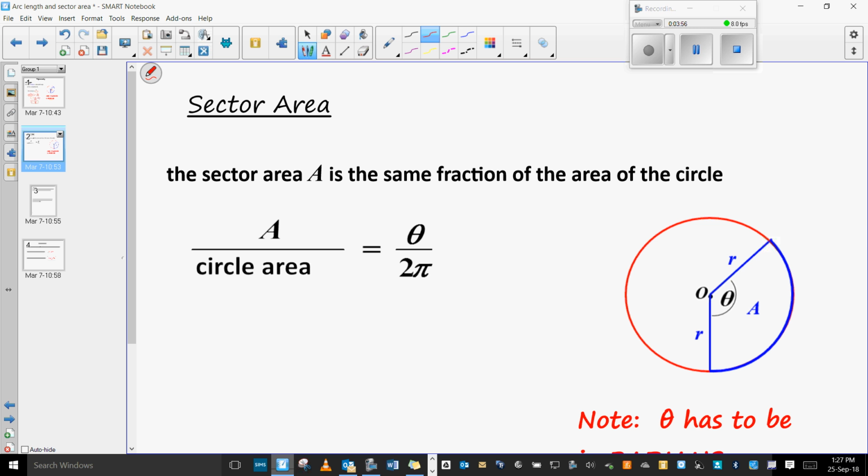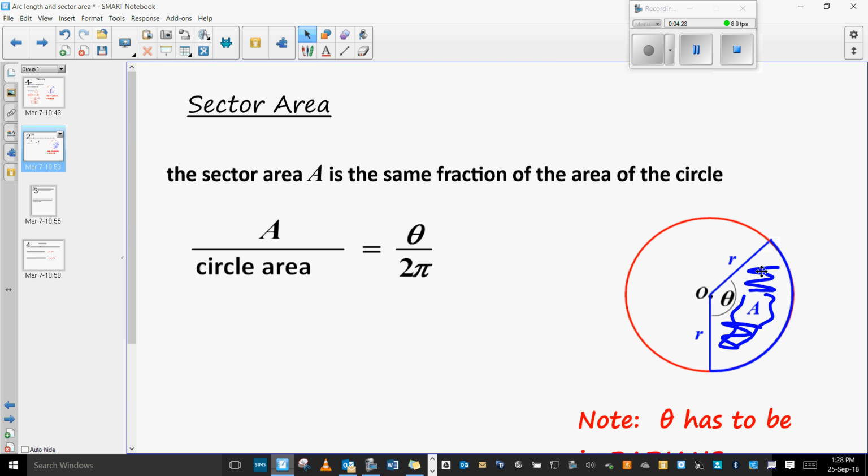This is the sector area. So this is the area of it, not the arc length, but the area. We've got the same principle. I'm talking about the area of the sector, so the blue area. All of this. So that area divided by the whole area would be equal to theta over 2 pi. Again, we're talking 2 pi because it's in radians.